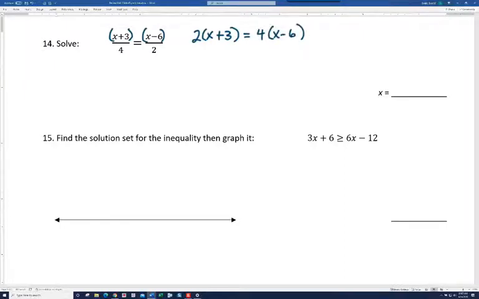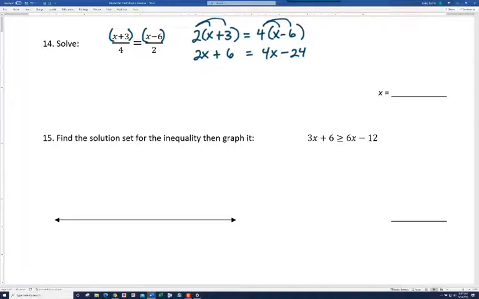And you might wonder, do I really need the parentheses? And yes, you do, because you're multiplying 2 times that whole numerator there. It's not just 2 times the x, it's 2 times that whole numerator you've got to distribute. All right, so let's go ahead and simplify by distributing on both sides. We'll get 2x plus 6. On the other side, we're going to get 4x minus 24.